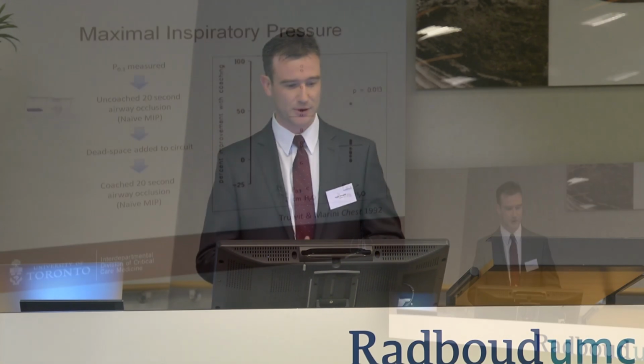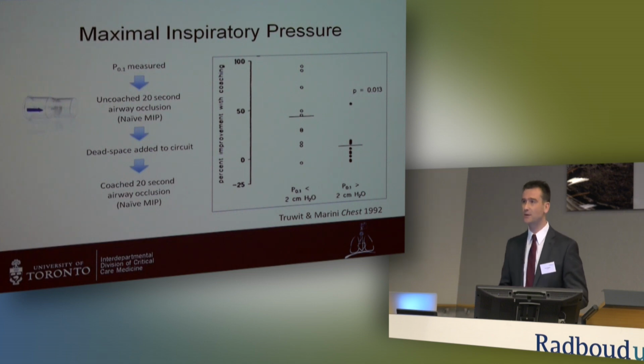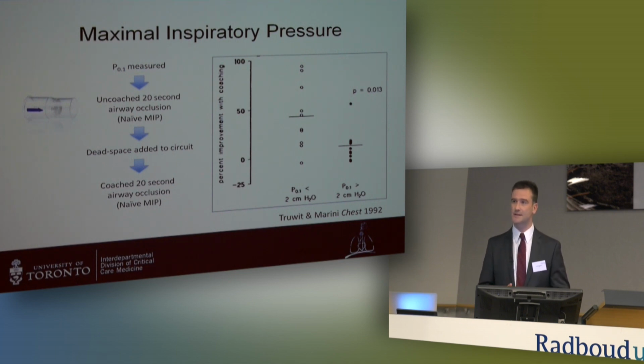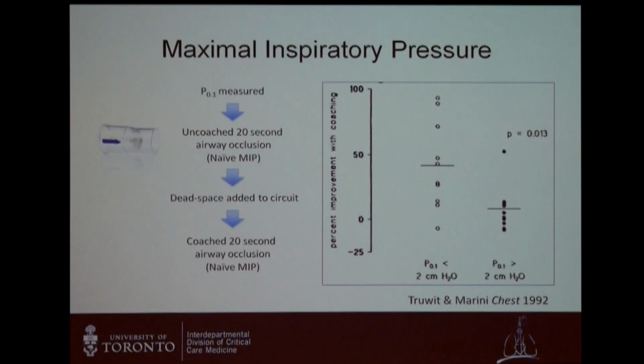So probably the most widespread and commonly employed technique is simply the maximal inspiratory pressure. And probably most of us here have made these measurements. Essentially you attach a one-way valve to the tip of the endotracheal tube and coach the patient to make maximal inspiratory efforts against the closed airway, a Muller maneuver. And this has been well validated, it has good reproducibility.